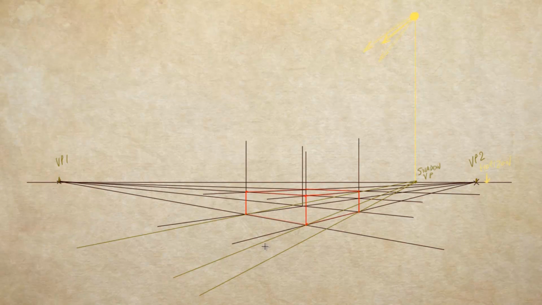So now I have lines going through the corner, and I don't need to worry about the back corner because that's hidden, right? So I've got these three lines, and now what I want to do is take the light and go from the light through the top corners of this. So the top corner here, go through this, and I will hit this point, and the top corner here. And you want to make sure this is going through the top corner and landing on the shadow vanishing point.